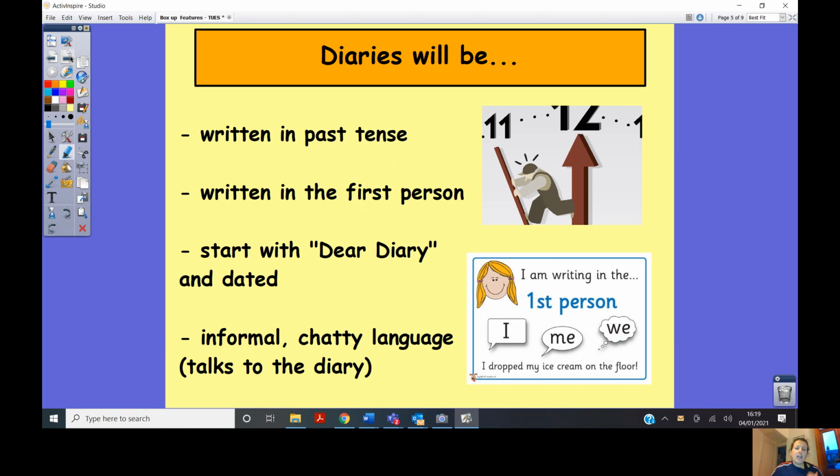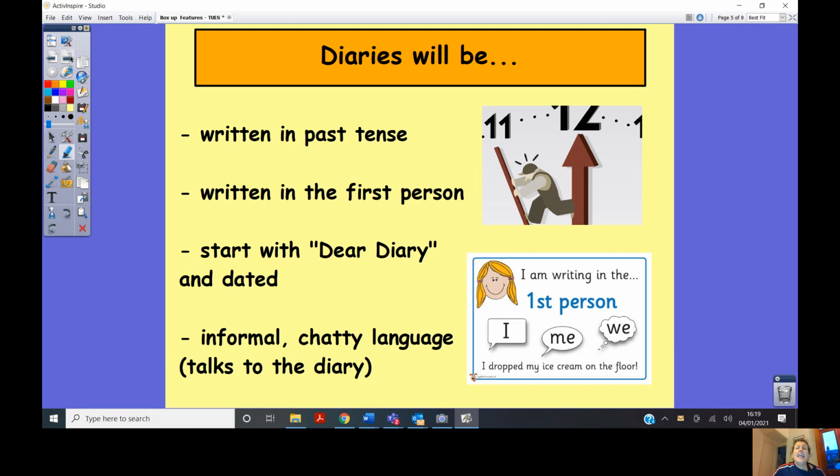So here are some kind of checklists for diaries. A diary will be written in the past tense. It's something that's happened already. Traditionally, you might write a diary at the end of the day going, Dear Diary, I've had a wonderful day at school. We made pizza and we also had PE, for example.